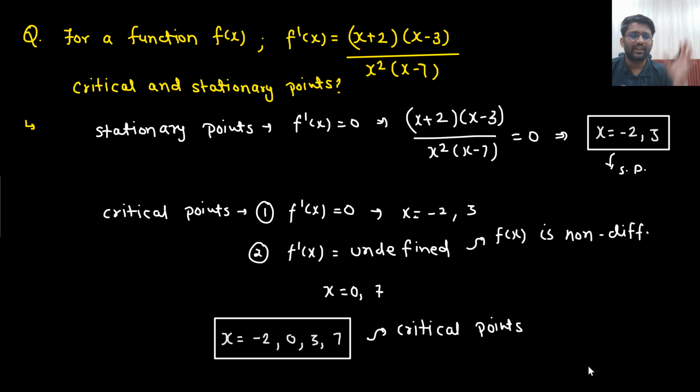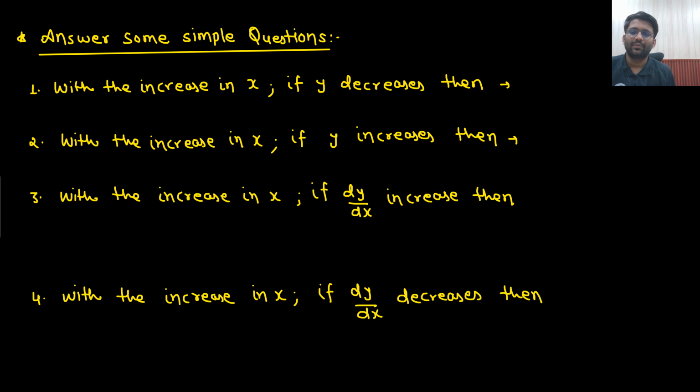It's just that you need to understand what are stationary points and what are critical points. In some textbooks, you will find critical points are all those points where your f dash x is 0 and where your f dash x is undefined, or you can say f x is non-differentiable. Okay, those points are your critical points. Understandable?